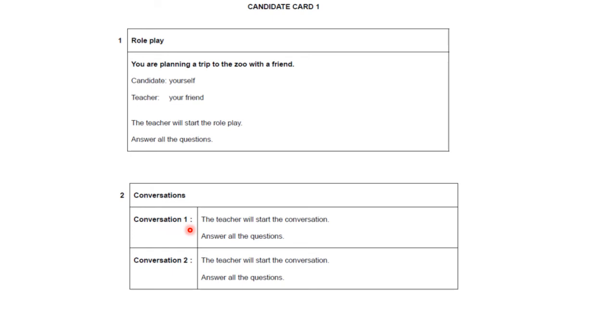So this is again conversation 1, conversation 2. Again, the topics in here, I'll also give you examples of topics that they usually get or you discuss with the examiner.